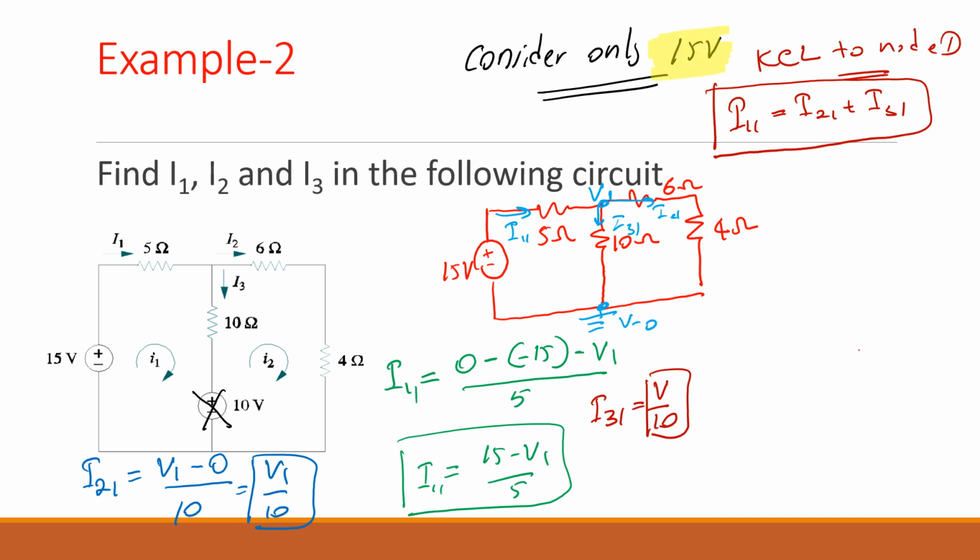When we consider only the 15 volts, we have to turn off all the other sources. What other sources do we have here? We have another voltage source. We turn off all the independent sources. When we turn off a voltage source, that voltage becomes 0, which means that path is a short circuit path. So we redraw the circuit considering only the 15 volts. Is it clear or not?